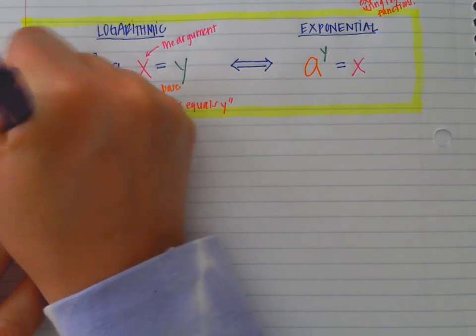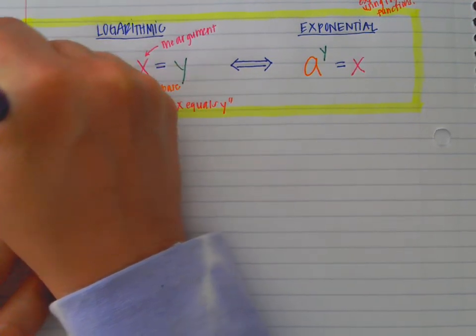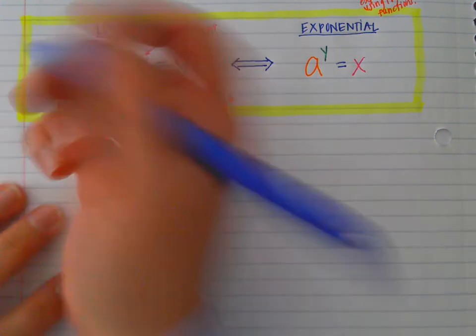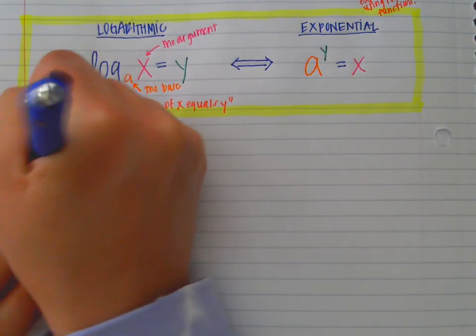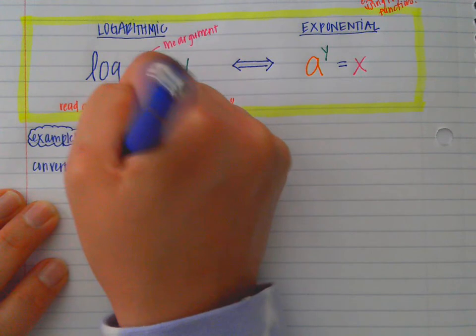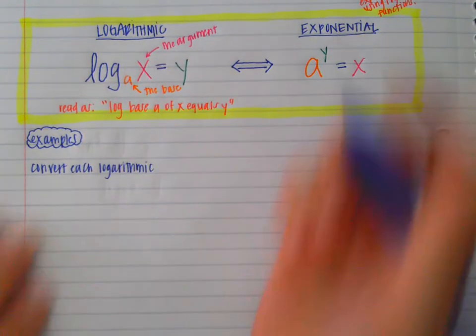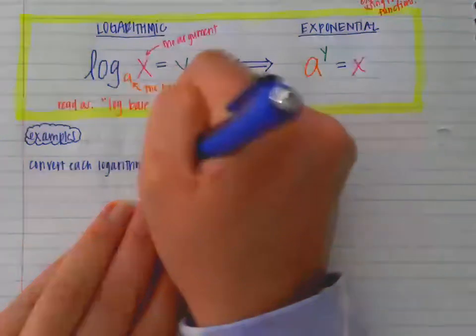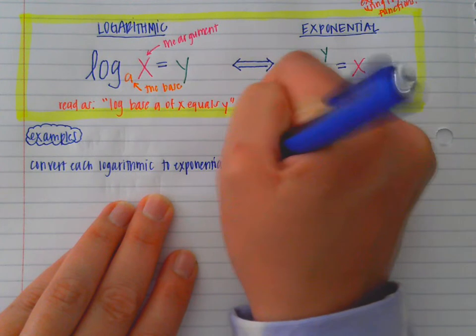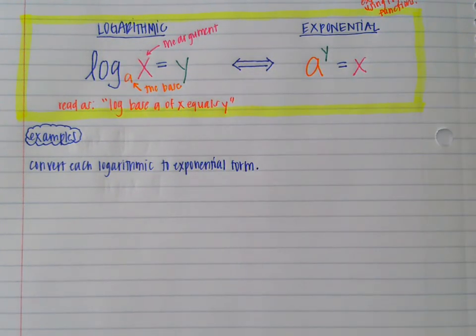So let's get into some examples. Okay, so we are going to start by converting each exponential function to logarithmic form. So convert each logarithmic to exponential form. I could have written that up there.